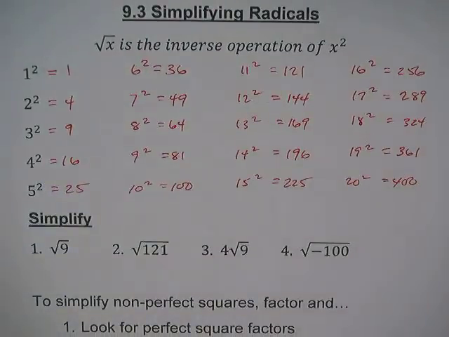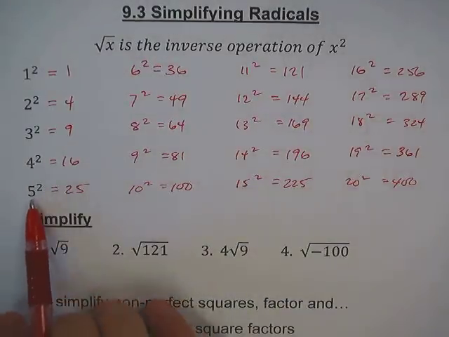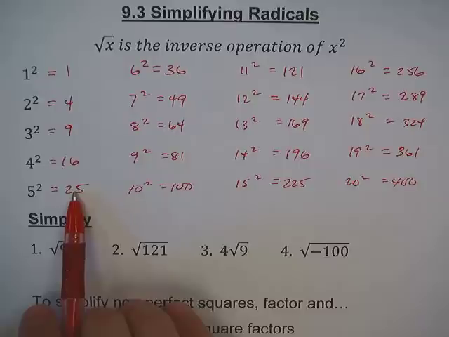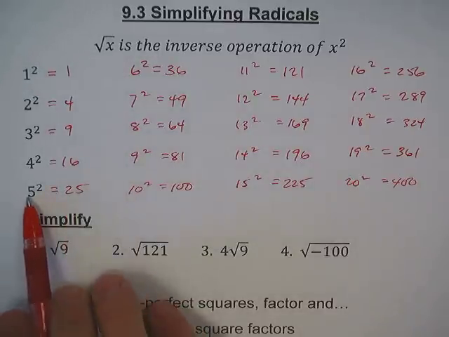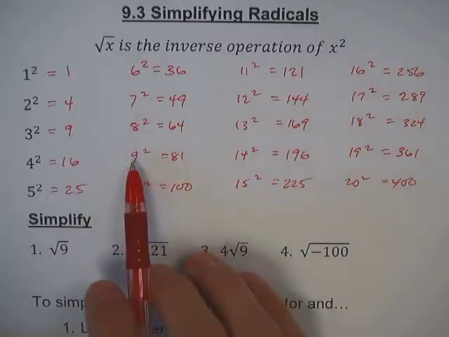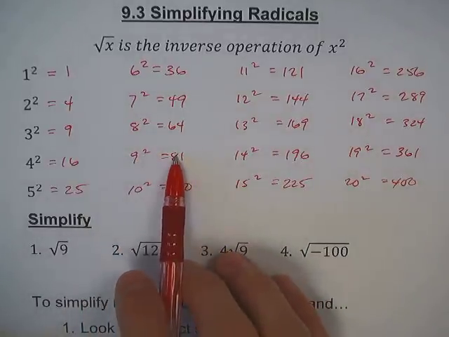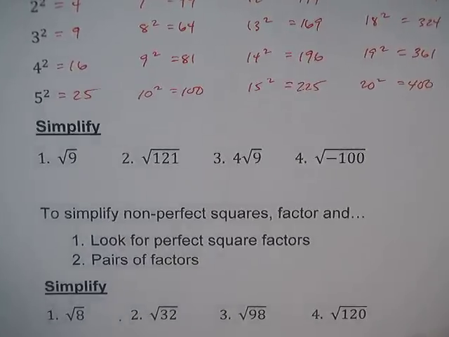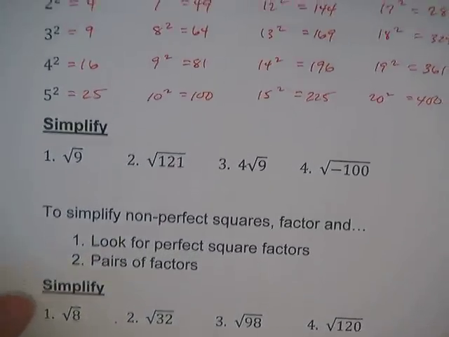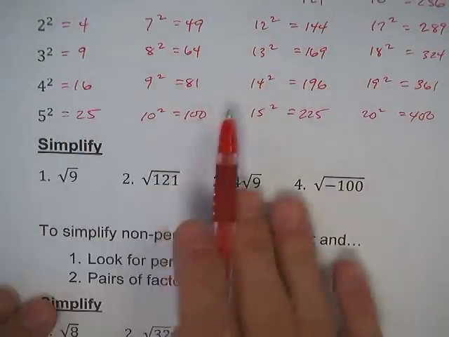Well, the whole point of that is when we're talking about square rooting, we're talking about the inverse operation of squaring. So, for instance, if 5 squared is 25, then if I asked you what's the square root of 25, you would tell me, going backwards, it would be 5. If 9 squared is 81, then the square root of 81 is 9. So let's try a couple. I have a couple written down here.